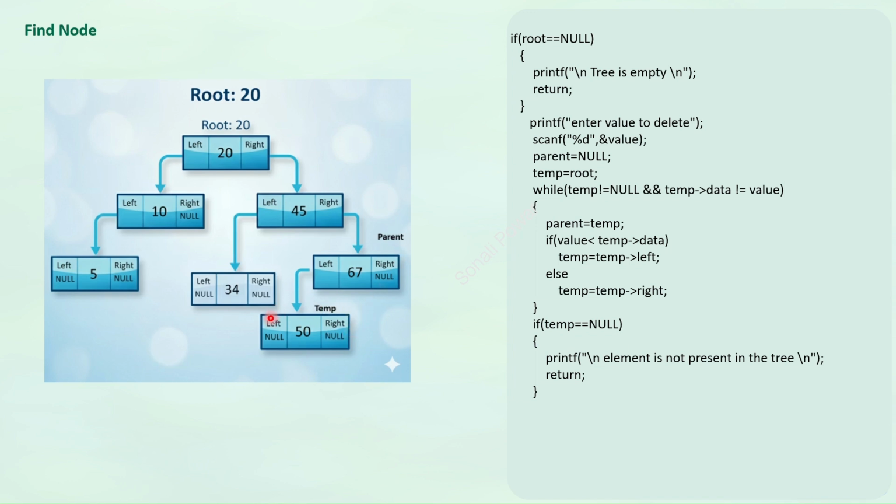So temp is properly set to the element which I want to delete, and parent is also set to 67. Consider if the element is not present, at that time temp will become null. So you have to say that if temp becomes null, at that time print the message: element is not present in the tree.